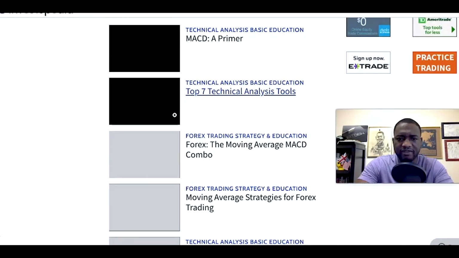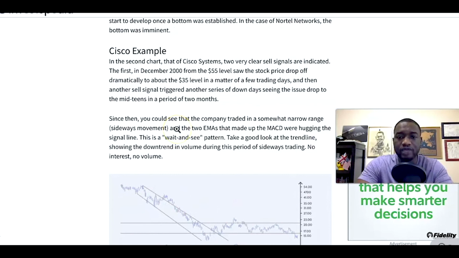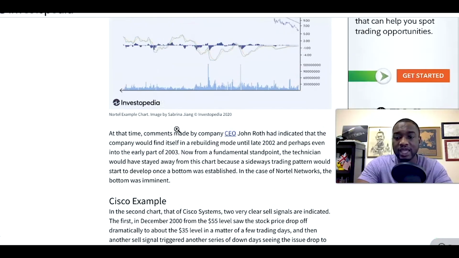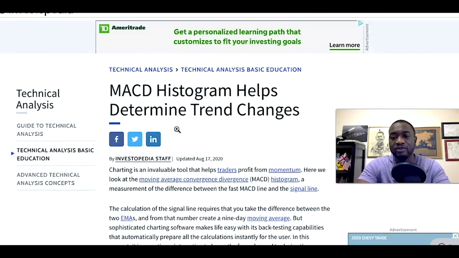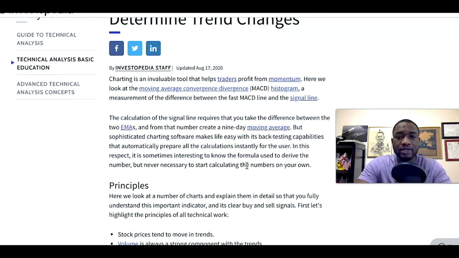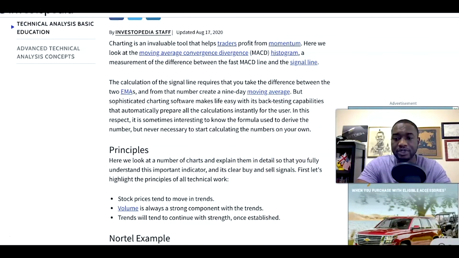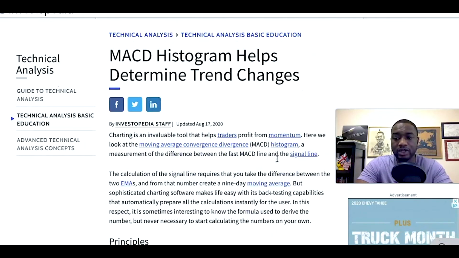I don't know if they have a video. No, they don't have a video on this one. But yeah, you can read this and get a little bit more of an understanding of what these tools are, so you can use them for yourself. Go check it out. Definitely go check it out. I think you are going to learn a lot from this article. So yeah, let's go to the next section.